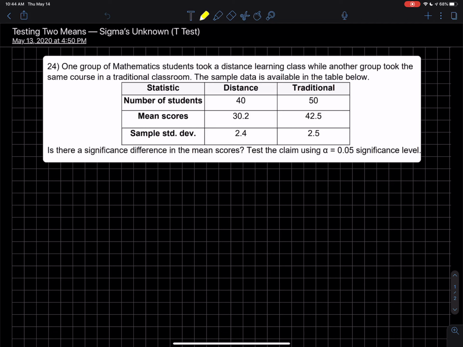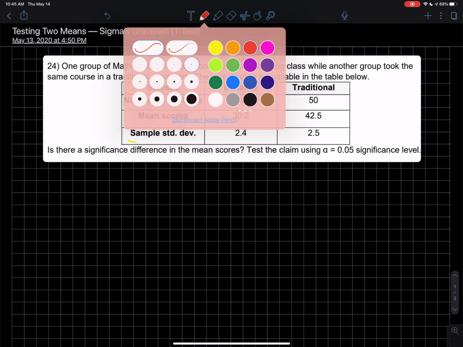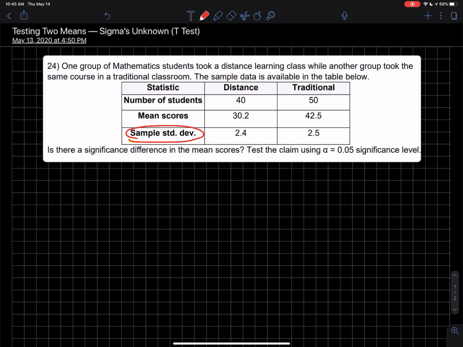Welcome to my lecture video on testing two means when sigmas are unknown, which means I have the sample standard deviation given instead of the population standard deviation. So basically, when you're looking at the exercise, here you see it says sample standard deviation, so 2.4 in reality is S1 and 2.5 is S2. Obviously, these are the mean scores, so this is x1 bar, this is x2 bar, and this is n1, and this is n2.